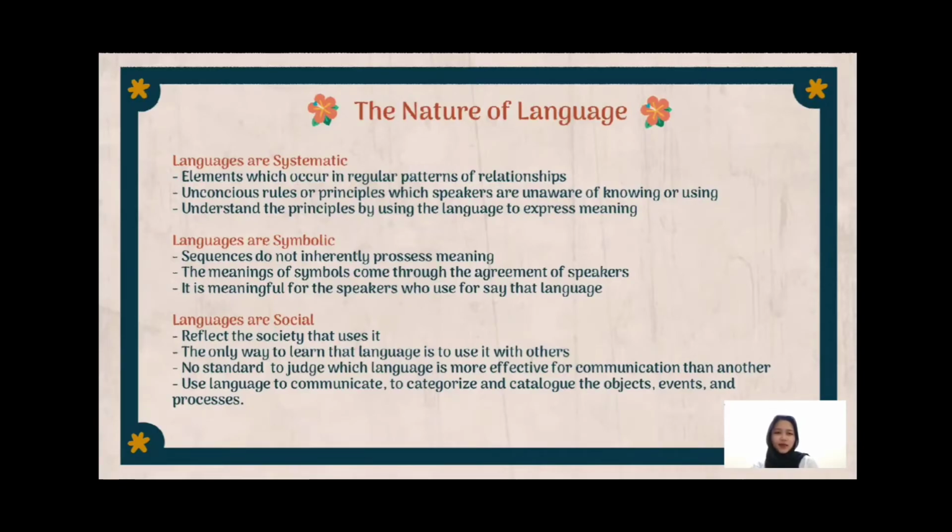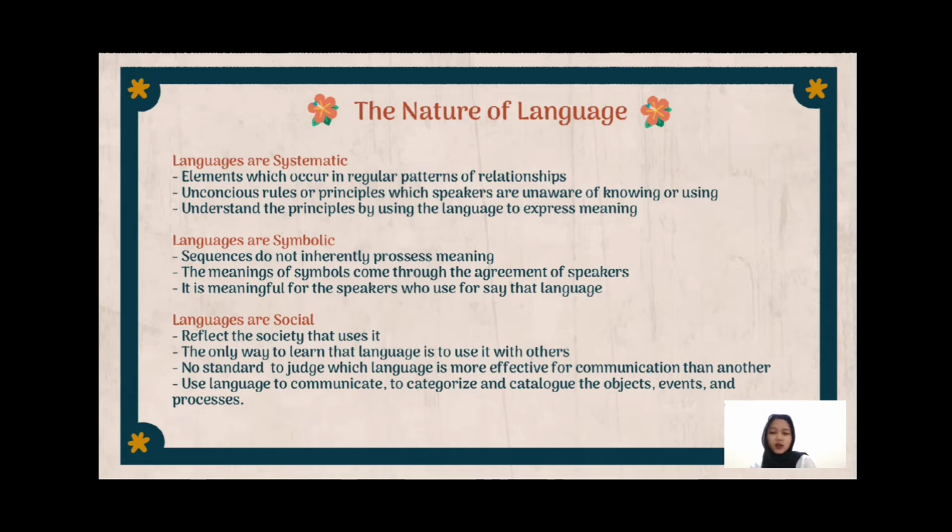My name is Witri Bella Nursifa. I will present material about the nature of language. First, let's identify the characteristics of language naturally. Most linguists would agree that all naturally occurring language share these characteristics.